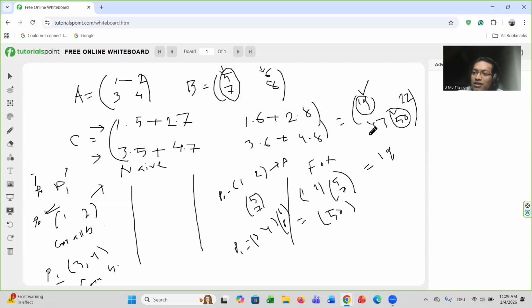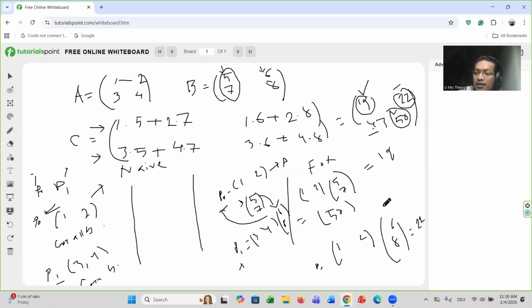Now the thing is how we can calculate the other two. What happens is P naught sends 5 and 7 to P1, and P1 sends 6 and 8 to P naught. But A stays the same. So for the P naught process, A is 1 and 2, but now B should be 6 and 8, right? We got 22 after the calculation. And in the P1 processor, A stays the same, so it should be 3 and 4, and what remains is 5 and 7. After the calculation, we got 43. So we just get it.